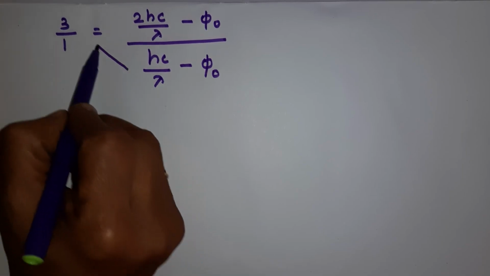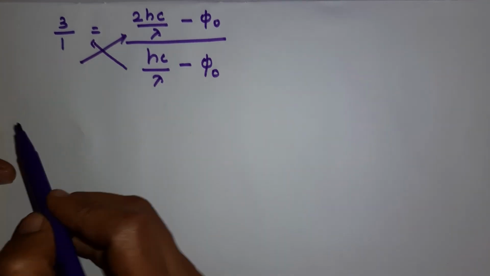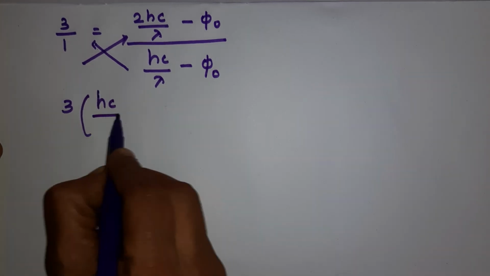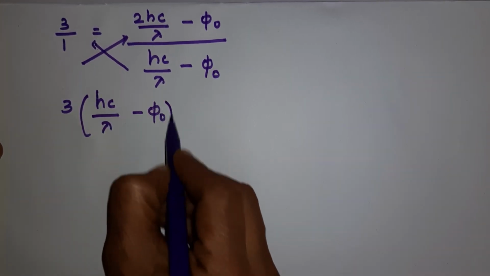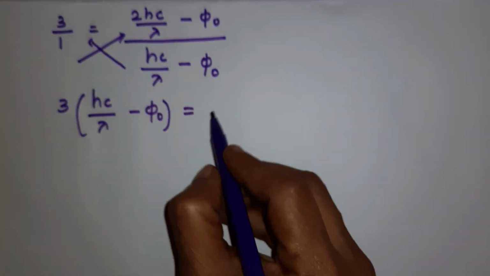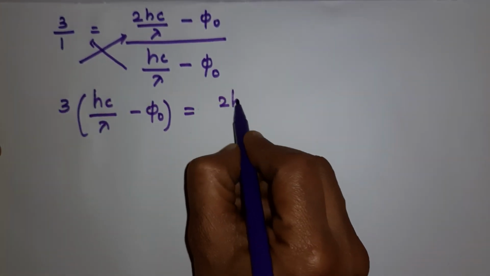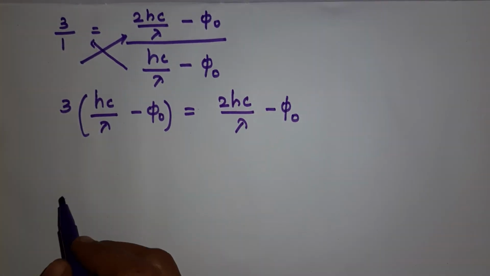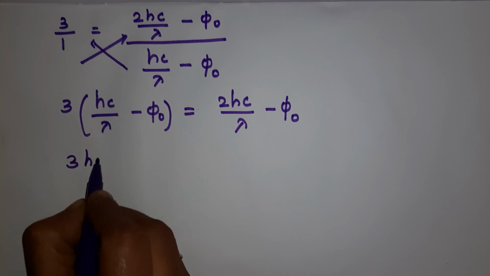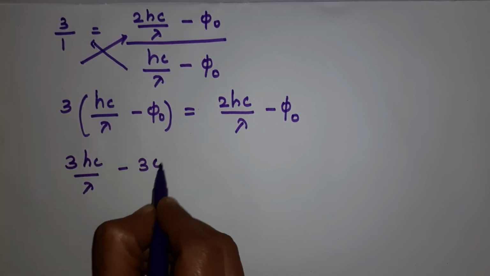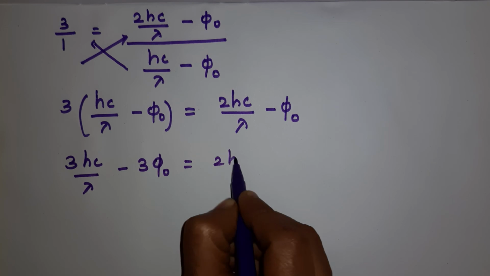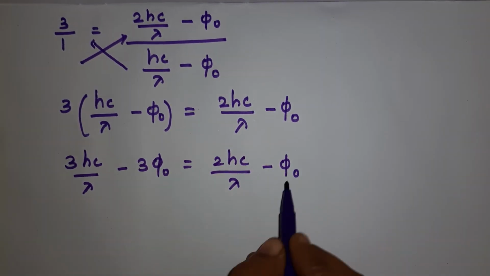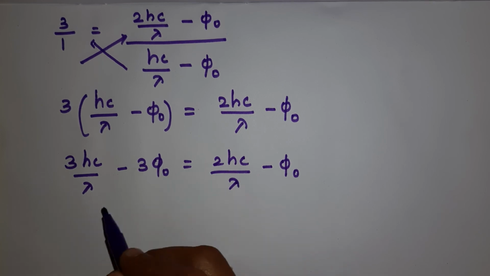We shall now cross multiply here. So we have 3 into Hc by lambda minus phi naught is equal to 2Hc divided by lambda minus phi naught. We multiply this, so 3Hc by lambda minus 3 phi naught is equal to 2Hc by lambda minus phi naught. We shall bring this phi naught to this side and 2Hc by lambda to this side.